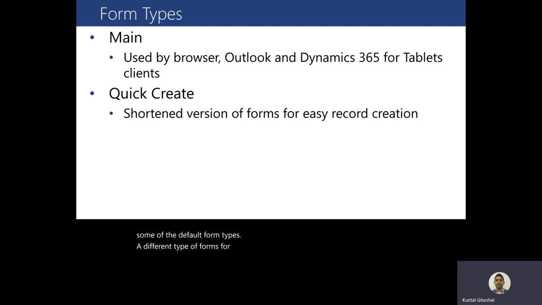for that entity. So main form is basically the form that will be rendered in browser, Outlook, or tablet or Dynamics 365 web, which is again the browser. Quick create is basically the shortened version. So if you are creating a related record from a primary record, you can leverage the quick create, where you are only marking some of the fields which are absolutely required for creating that particular entity.